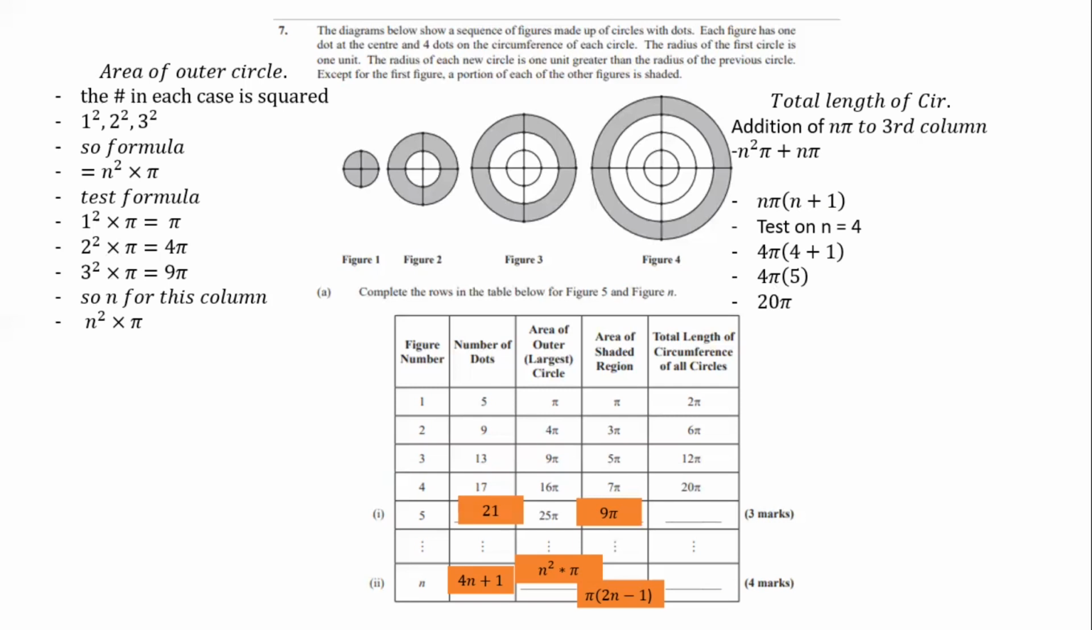So therefore, testing it now for part 1 in figure 5 for the total length of circumference of all circles, what we'll have is 5 multiplied by pi, so 5 replaces n in each instance, and then in bracket 5 plus 1. So 5 plus 1 is 6, so what we'll have is 5 pi multiplied by 6, and therefore that will give us 30 pi. So our answer right there will be 30 pi, and we already generated our general formula, which was n pi multiplied by in bracket n plus 1, and we just got our full 7 marks.